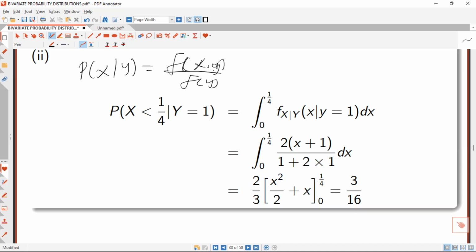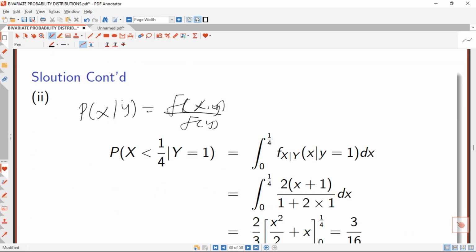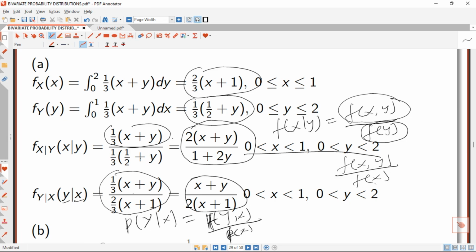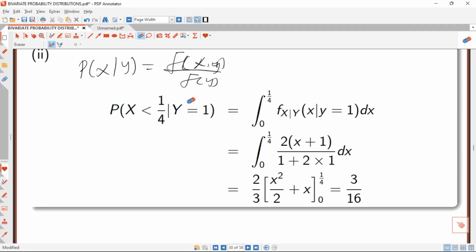Okay, and this has already been calculated. X given y, we had this result. So all that we are going to do is substitute anywhere we see y, we put our y is equal to 1. That's the reason why you see that we have 2 bracket open x plus 1. Initially here was x plus 1 all divided by 1 plus 2 times 1. So that is what we have here.